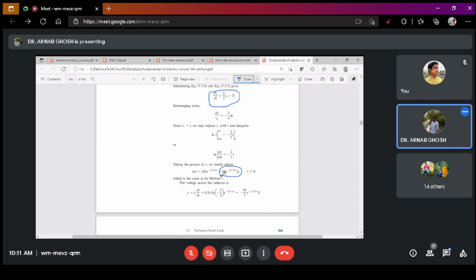See if this is clear. This is IT. We have just put two KVL equations. This is a parallel RL circuit. We have put the KVL equations for the two loops and then we are equating them. We are bringing that to one single equation. We are integrating that and we are getting the expression of IT.